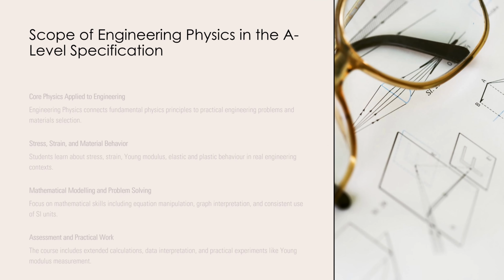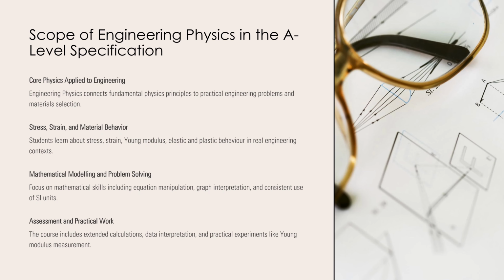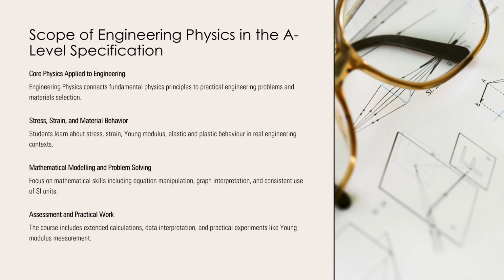Engineering physics focuses on how core physics principles are applied to real engineering problems. It builds directly on earlier mechanics and materials topics and develops an understanding of how materials behave under load, how engineers select materials, and how safety and performance are balanced in design.